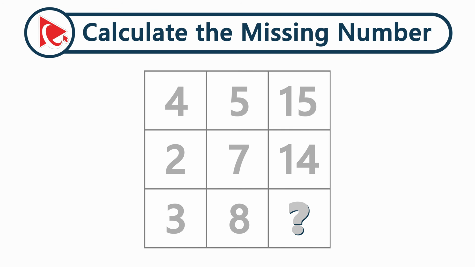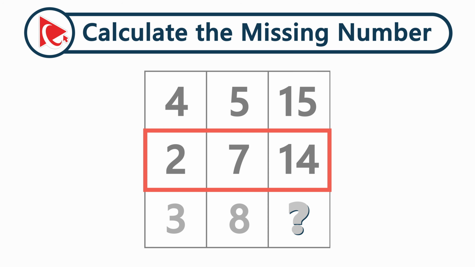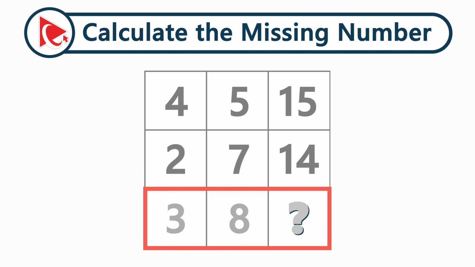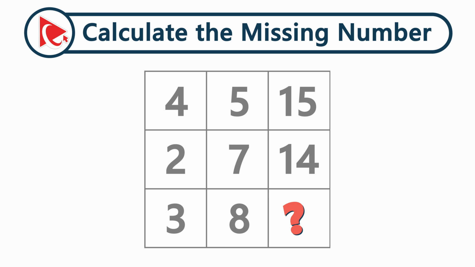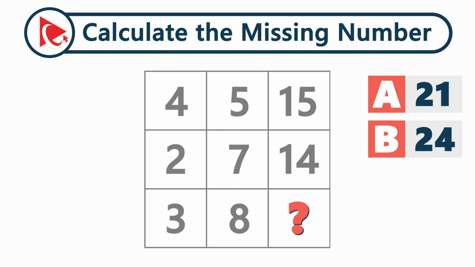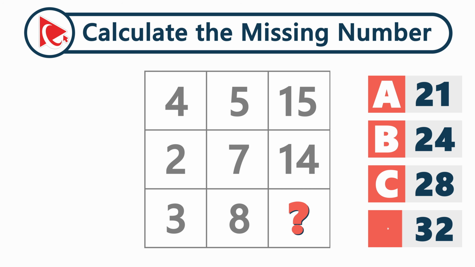You're presented with 3 by 3 matrix. First row of the matrix has numbers 4, 5, and 15. Second row has numbers 2, 7, and 14. And then the third row has numbers 3 and 8. And then comes the missing number, which you need to calculate and select your answer out of 4 possible choices. Choice A, 21, choice B, 24, choice C, 28, and choice D, 32.